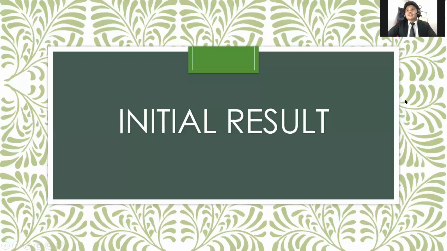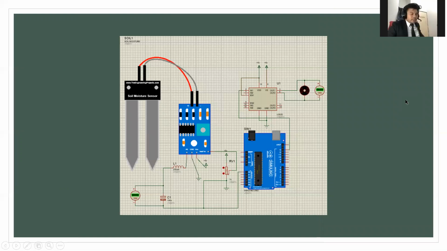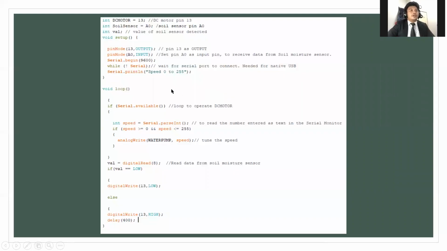Okay, next for the initial result or primary result. For now, I am ready to try the simulation on the Proteus software to run the soil moisture sensor with the DC motor to control the speed. But for now, it doesn't have a positive result yet. They have a problem with the program. This is the wiring circuit, and this is the coding, the program.